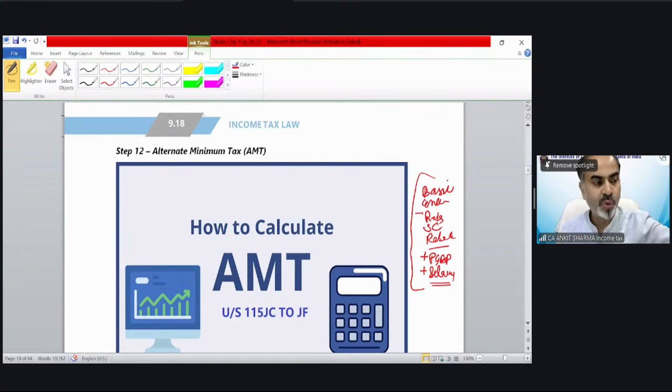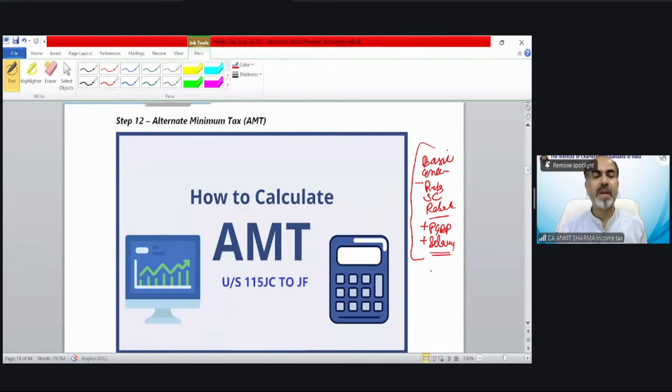So now we are up to the new concept of this chapter, which is AMT, called alternate minimum tax. It is applicable to individuals, HUF, etc. Let me tell you, before AMT, I guess in 2001 or 2002, a concept was introduced for companies only, and that's called MAT. And MAT was applicable only in case of companies.